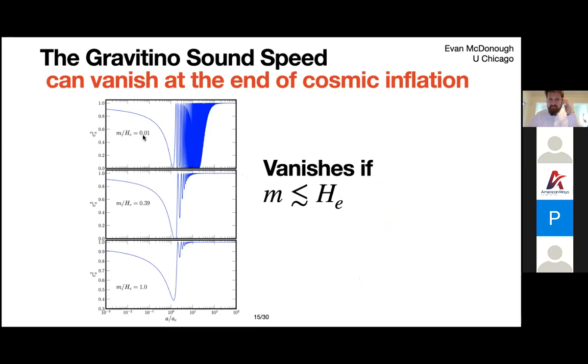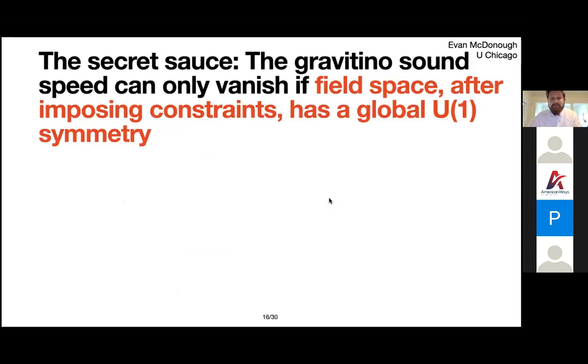Right. So this vanishing of the sound speed can not only happen in a radiation dominated universe, but it can also happen at the end of inflation. In particular, as you make the mass of the gravitino lighter and lighter than the Hubble parameter at the end of inflation, it can vanish many, many times. Again, this happens in the simplest possible model you can construct, not the most generic, and if the mass is less than the Hubble parameter.